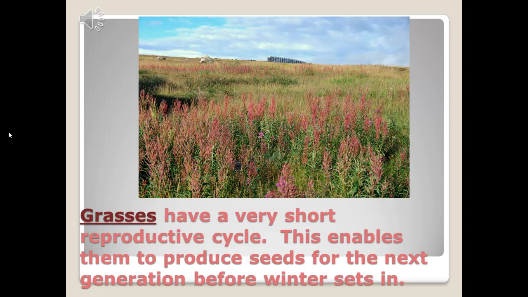Many different species or types of grass live in the tundra. Grasses that live in the tundra have a very short reproductive cycle. This adaptation enables them to produce seeds for the next generation quickly before winter sets in.